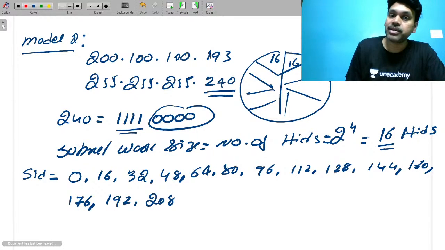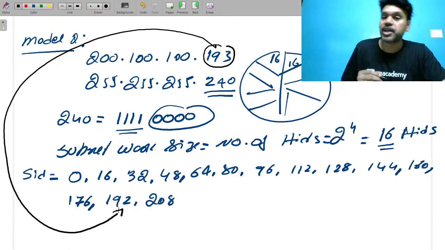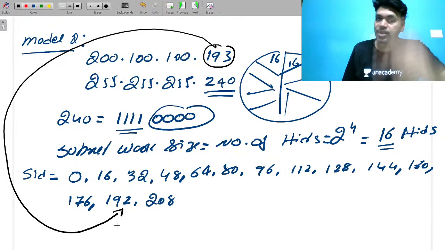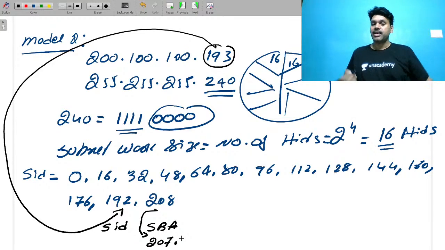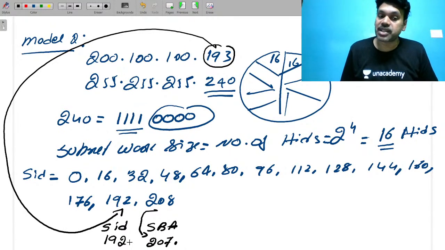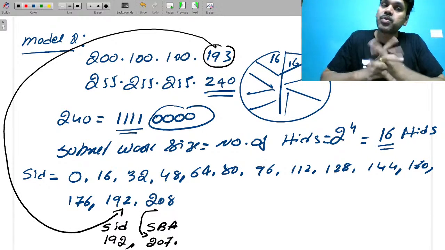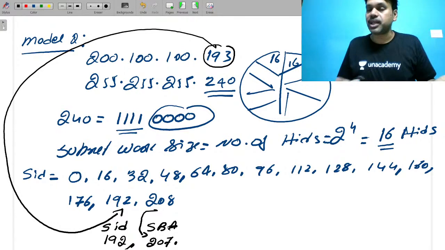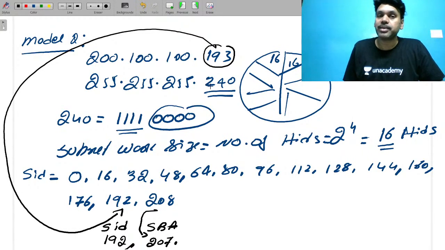What is your answer? Your 193 is in between 192 and 208. Therefore, your subnet ID is 192 and the subnet broadcast address is before this number. What is before this number? 207. That's it. Your subnet ID of the given IP is 192 and your subnet broadcast of the given IP is 207. So how simple is this model 2, and model 3 is also simple, you just need to write into binary.